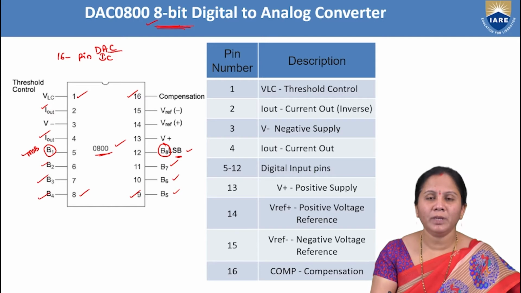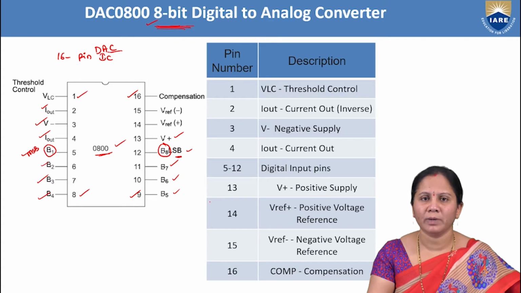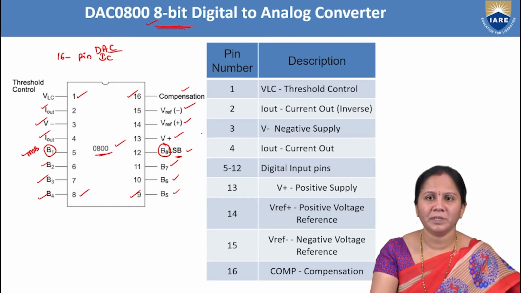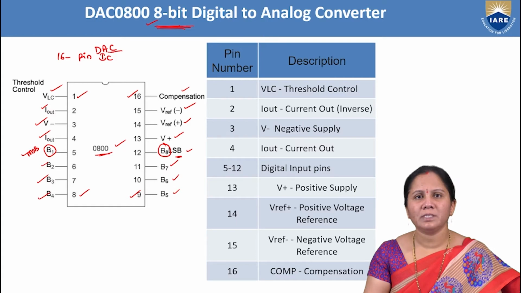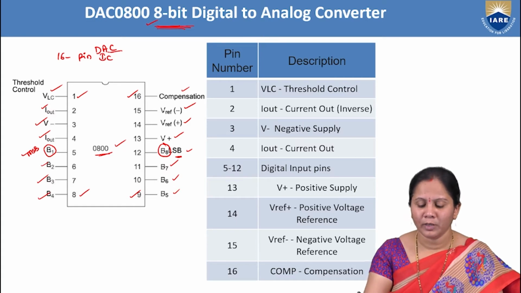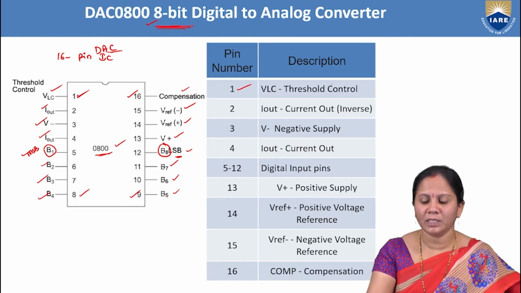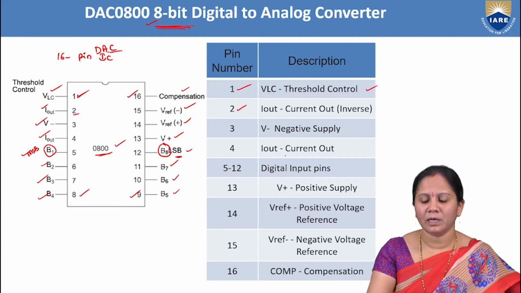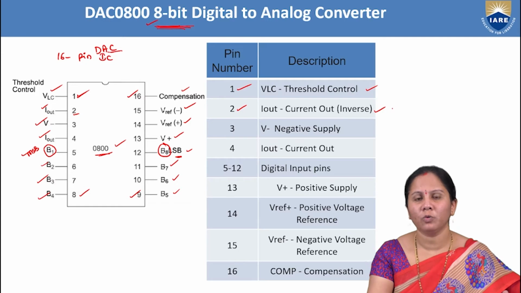Then we have to provide V plus and V minus, the positive and negative supply voltages, and these are the two positive and negative reference voltages. For this IC, this is a compensation pin, and this is VLC, which represents the threshold control. All these are the 16 pins. If you observe, the first pin is VLC, the threshold control, and pin number 2 is I out, the current output. That means the analog output will be collected here.